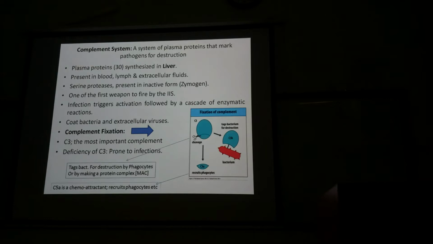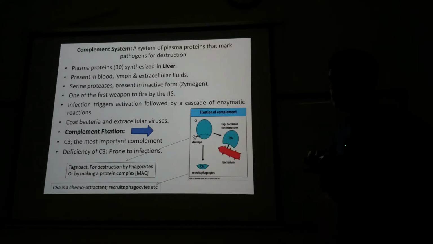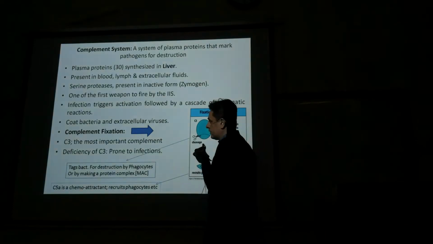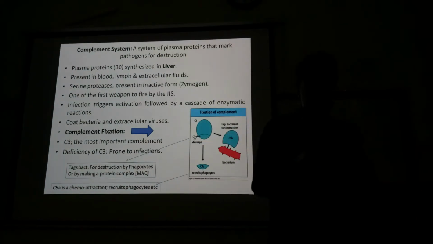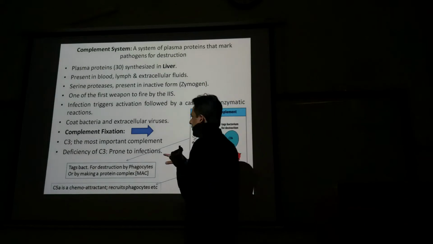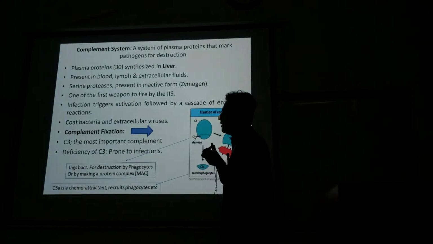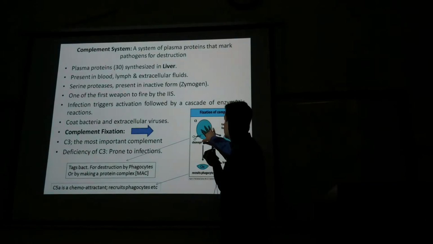Okay, and they are present almost everywhere in your body. They are in the blood, in the lymph, in extracellular fluids, okay? And one of the first weapons to fire by the innate immune system, as I told you, and the most important of these complements, as we discussed in the last lecture, was C3. Deficiency of C3 causes serious problem with pathogen fixation, and a person who is deficient in this particular complement would be prone to develop different bacterial infections because of its very important role here.